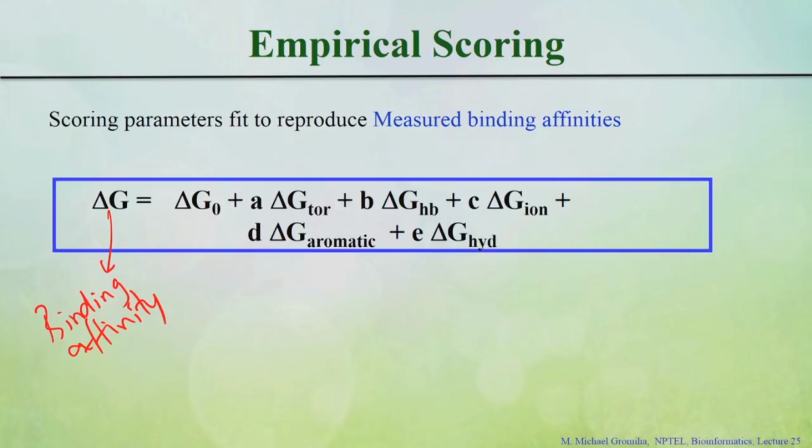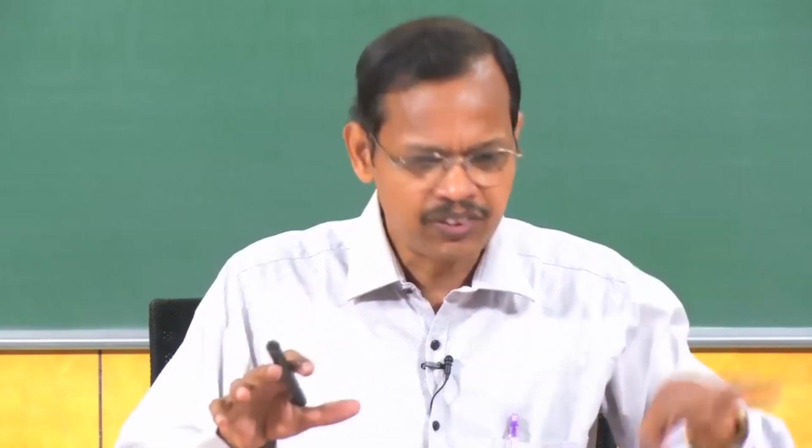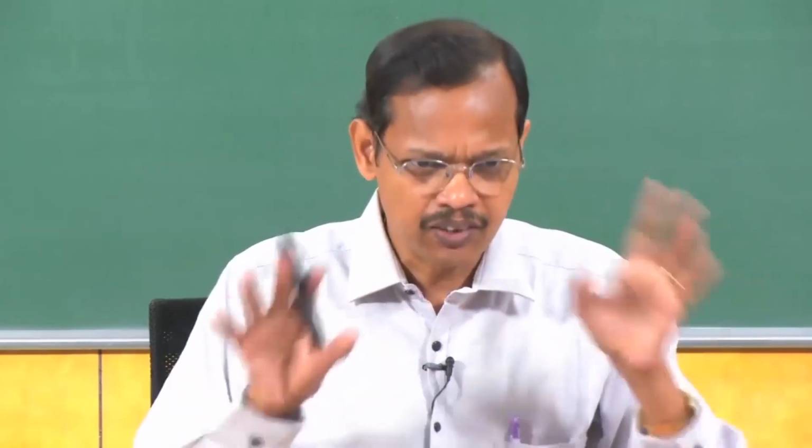Then on the other side we can calculate various parameters, for example, the number of torsions, the energy due to hydrogen bonds, the energy due to the charges, the energy due to aromatic interactions and other hydrophobic interactions. We can calculate various parameters because we have the protein and the ligand, the affinity is known and the complex is available, so we can calculate all the parameters.